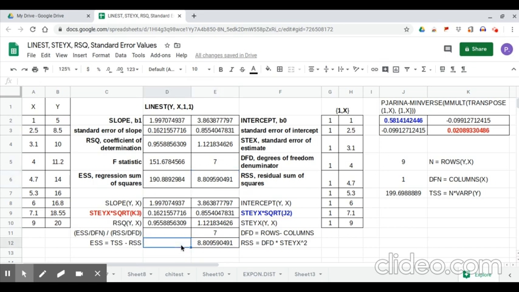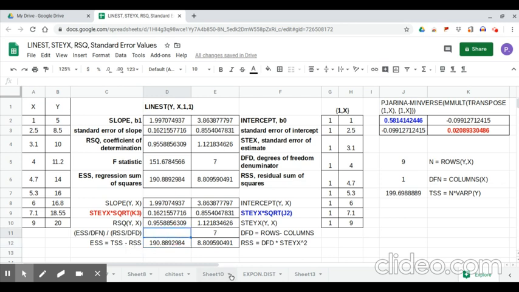Now we can calculate the regression sum of square, which is equal to TSS minus RSS. So that is total sum of square minus residual sum of square. So regression sum of square is TSS, total sum of square, minus residual sum of squares.